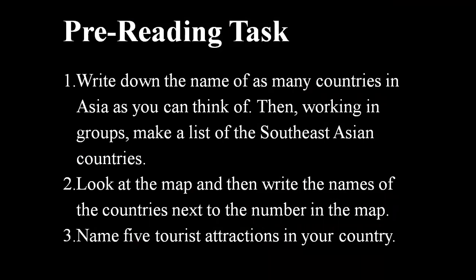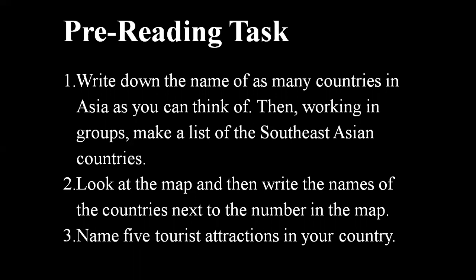Pre-reading text. Number one, write down the name of as many countries in Asia as you can think of. Then, working in groups, make a list of the Southeast Asian countries. Two, look at the map and then write the names of the countries next to the number in the map. Number three, name five tourist attractions in your country.